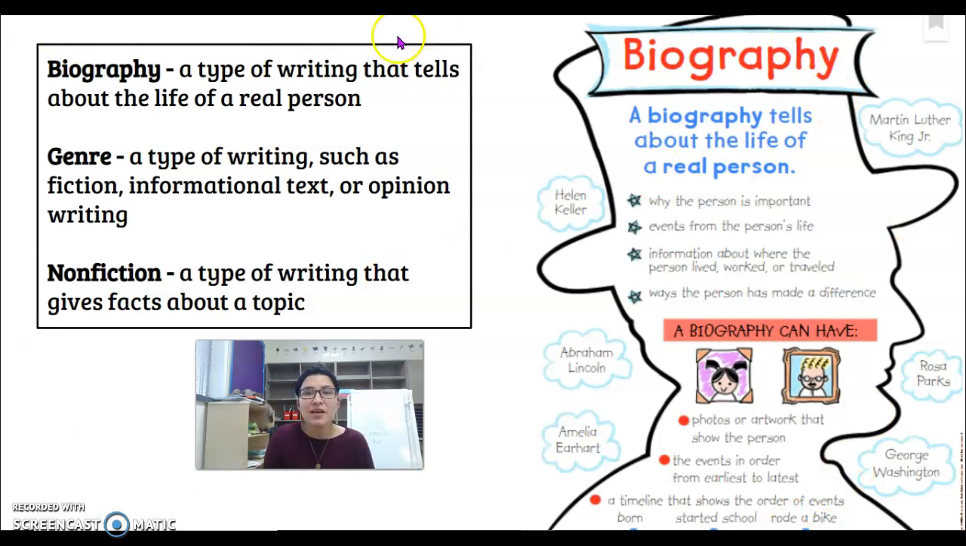So I hope you enjoyed learning about biography. Throughout the week, we will be reading different biographies and talking about that person and all these different characteristics of a biography. So I hope you enjoyed it.